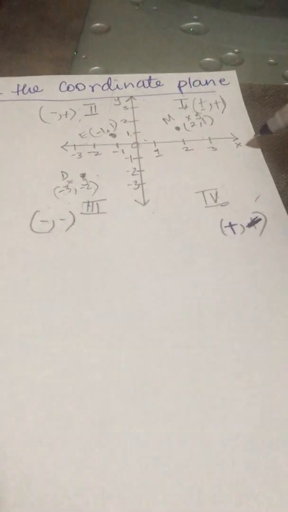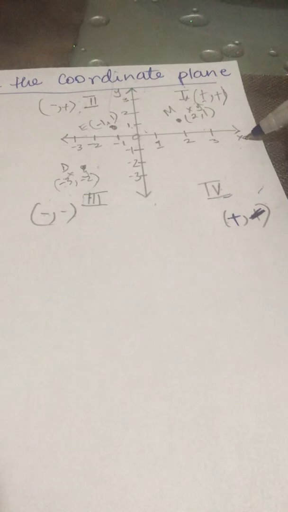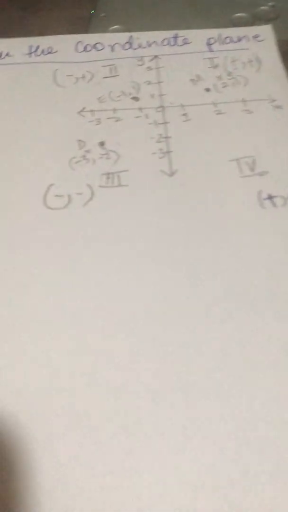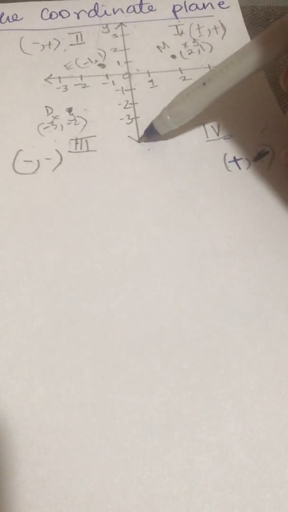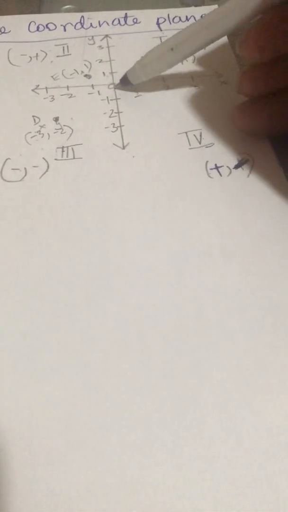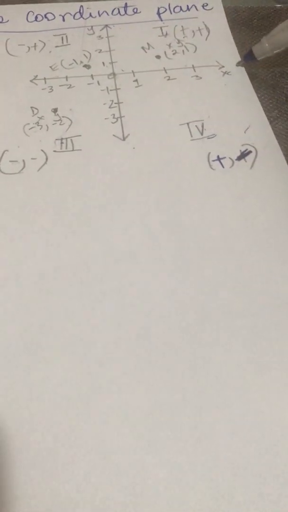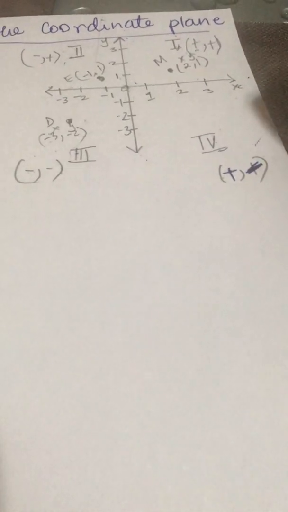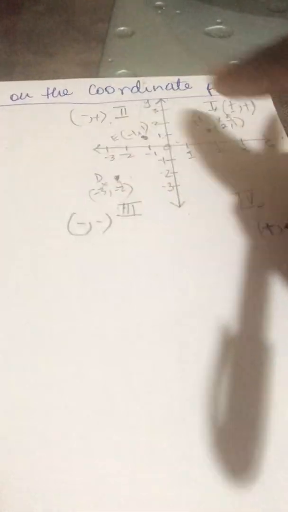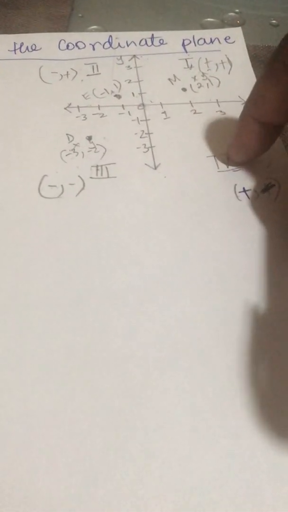Okay? You need to make sure when you draw the coordinate plane, you label your axes. X is on the horizontal line and Y is on the vertical line. From the origin down, these will be negative. From the origin left, this will be negative. From the origin up, positive. From the origin right, positive. So these are things you need to know before we start the lesson.